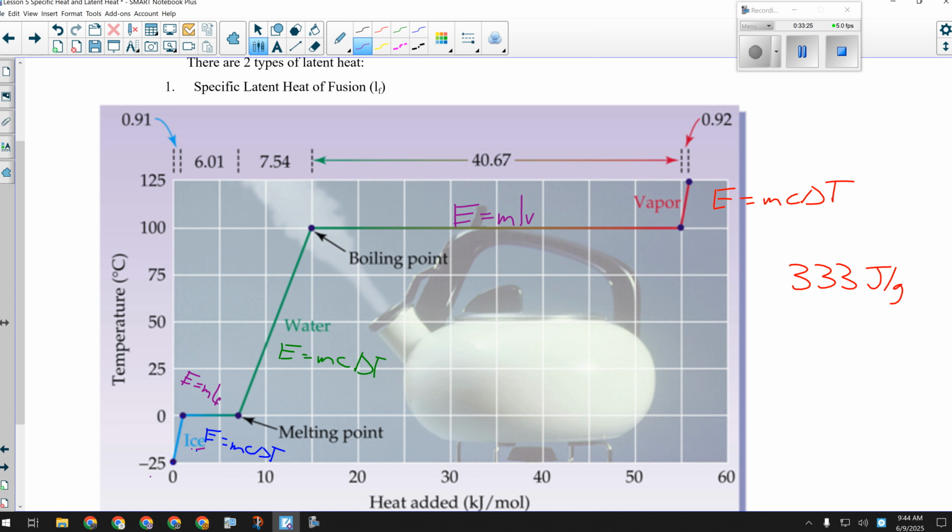Now, L_F and L_V are the latent heats involved in change of state. L_F is the latent heat of fusion, from solid to liquid. And up here, L_V is the latent heat of vaporization, taking water from liquid to gas. Those numbers are on your periodic table, on the back, right here near the bottom, where it says latent heats. So latent heat of vaporization, 2260 joules per gram. Latent heat of fusion, 333 joules per gram.